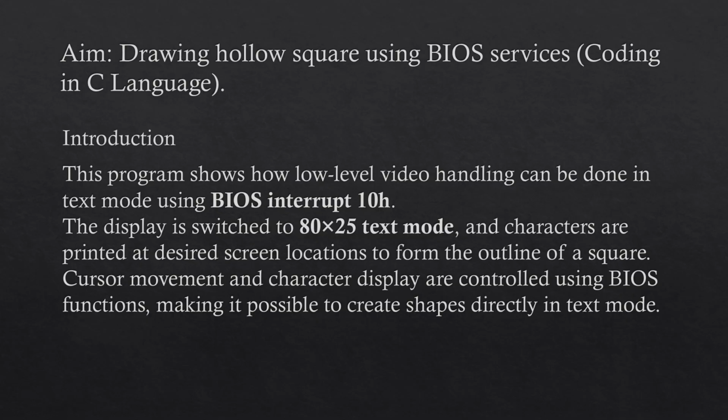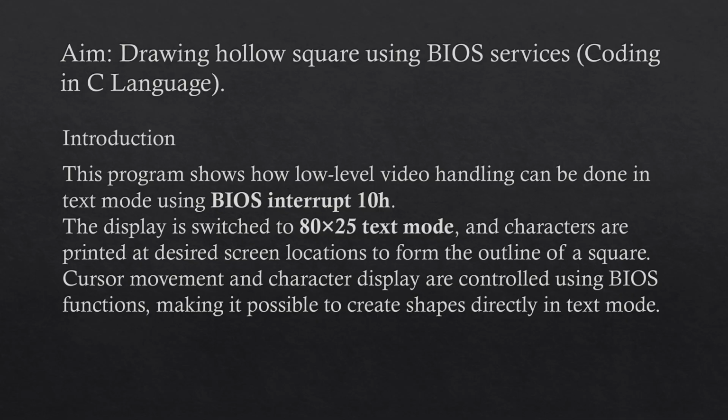The program will show how low-level video handling can be done in text mode using BIOS interrupt 10H. The display will be switched to 80 by 25 text mode. In this text mode, the display gets divided into rows and columns, and characters are printed at the desired screen locations to form the outline of a square. Cursor movements and character display are controlled using BIOS functions.